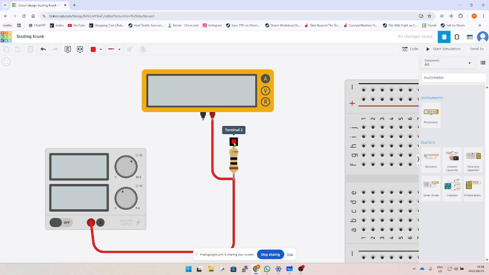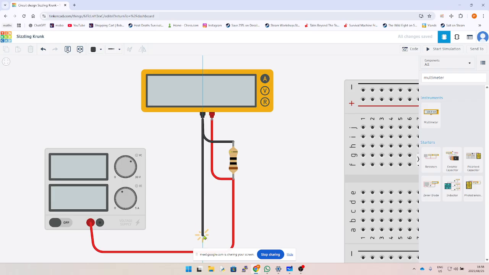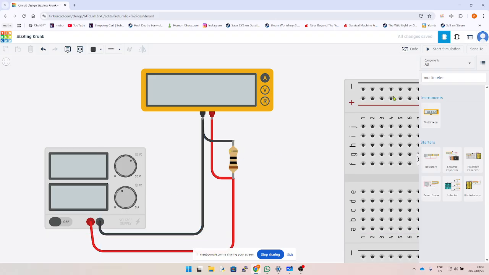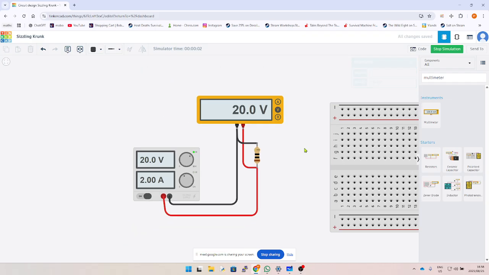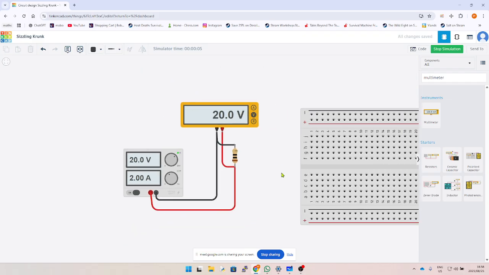However, that does not affect how the circuit functions due to the fact that in a parallel circuit the voltage stays the same no matter where you measure it across any branch. So I should probably change this to voltage, right? You can see it's 20 volts.